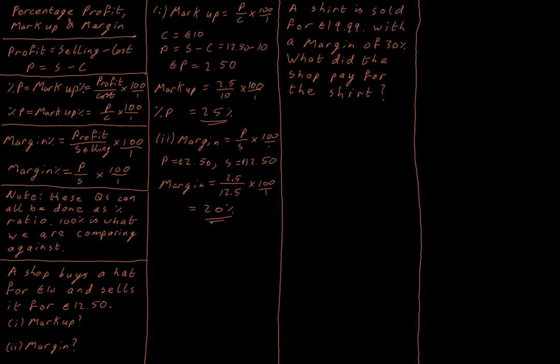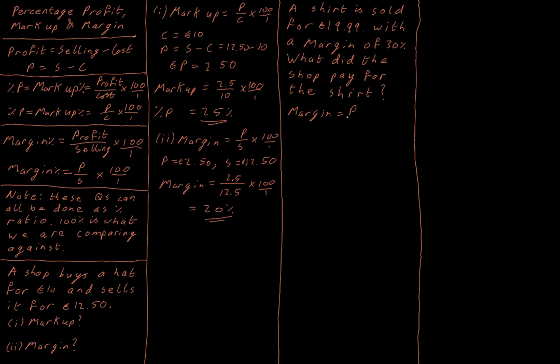Now, if we're asked a slightly more advanced question: a shirt is sold for $19.99 with a margin of 30%. What did the shop pay for the shirt? Well, I'm told about margin, so I'm going to write down the formula for margin. If I see that word in the question, I'm going to write down that formula, and that gives me an anchor for what kind of information I've got.